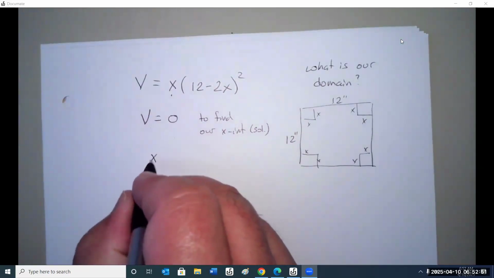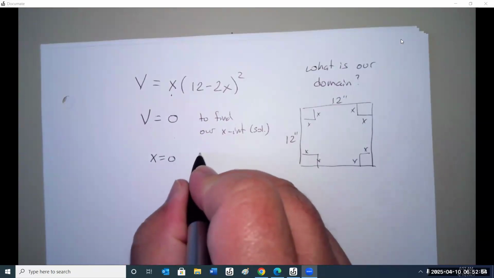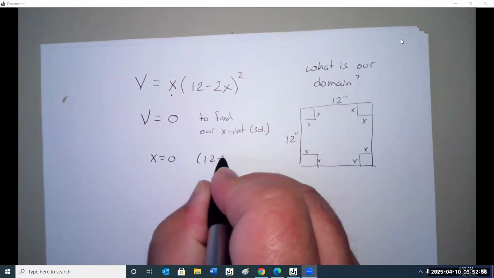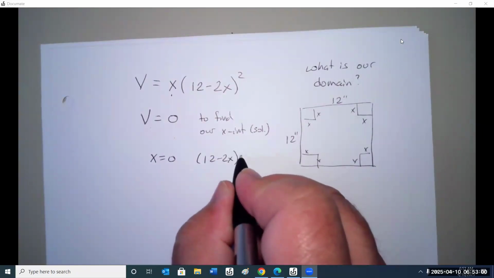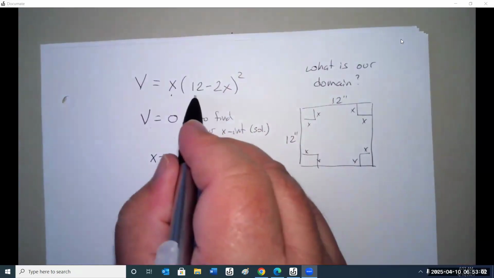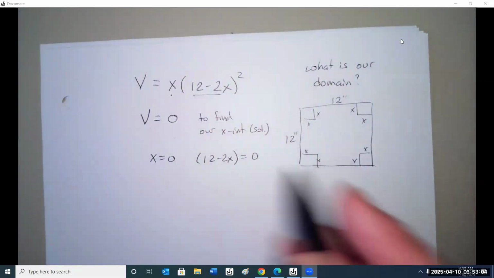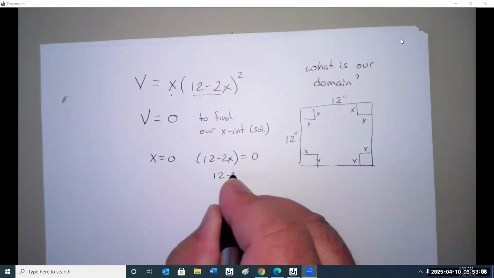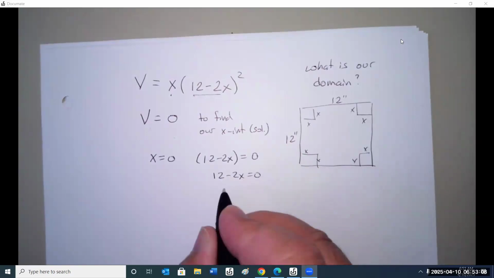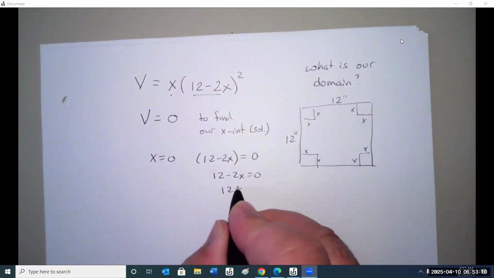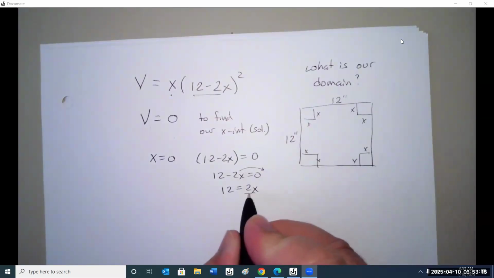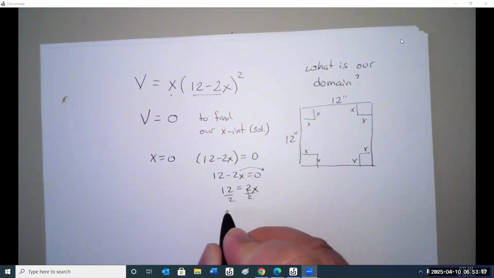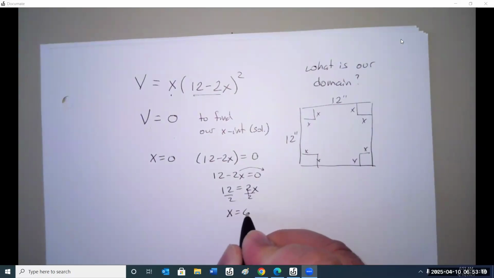We take x, set it equal to 0, and we take 12 minus 2x, set it equal to 0, because it's inside there. So we have 12 minus 2x equals 0. 12 equals 2x. I'm moving this one over. Divide by 2. So x is 6.